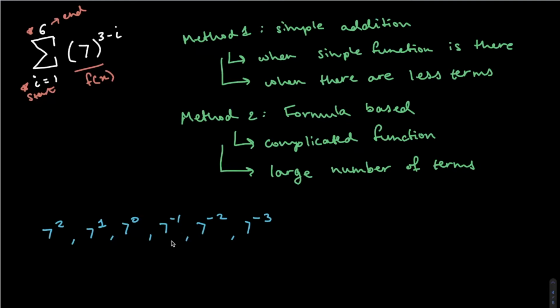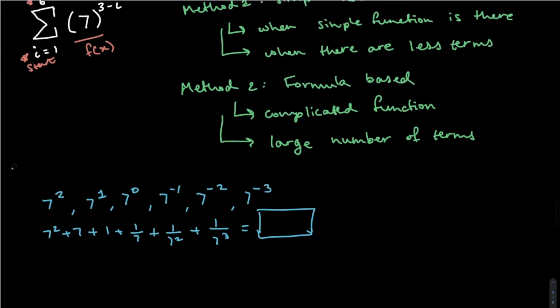Right, that is it. If you just take the sum of it, so 7 squared plus 7 plus 1 plus 1 by 7 plus 1 by 7 squared plus 1 by 7 cubed, you will get your answer. You can put it in a calculator if you want, or leave it in some fractions as well. If it's a paper 1 question, I recommend leaving it in a fraction, because I don't think you can find the decimal value of 1 by 7 cubed. I'll just write this as method 1, so you're aware.